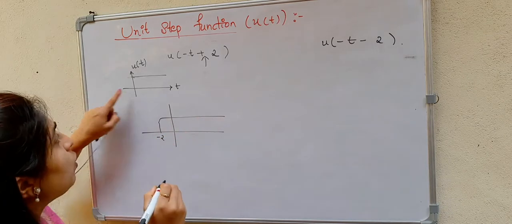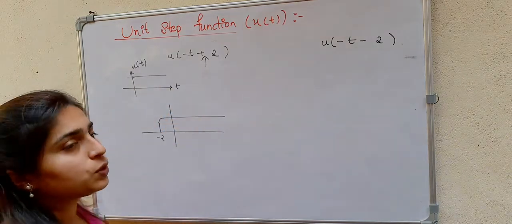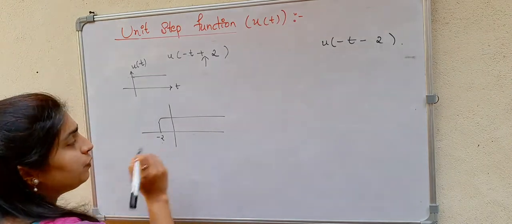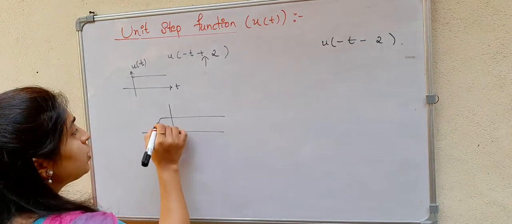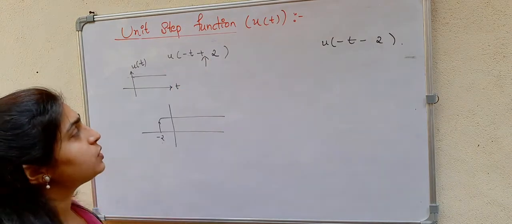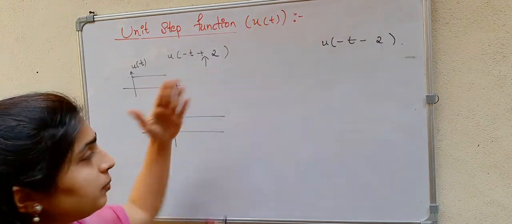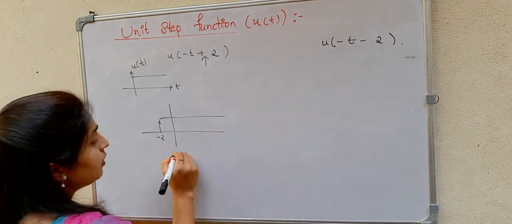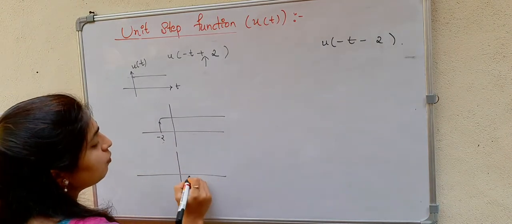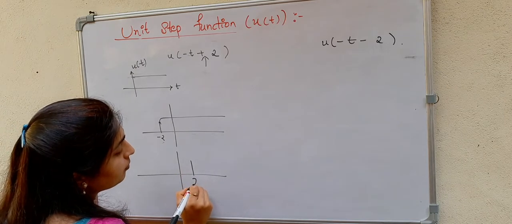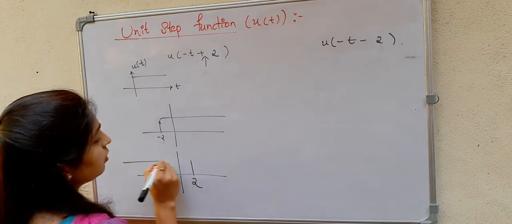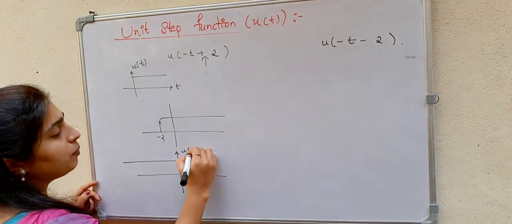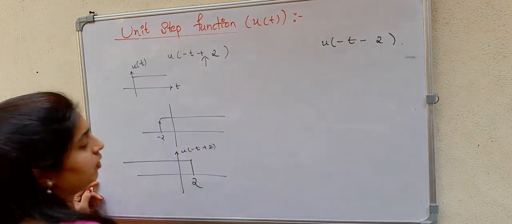That means 0 minus 2. t plus 2 is equal to 0, t is equal to minus 2. So it will start from minus 2. So this is your u of t plus 2. Now I have to do the reversal part, right? So instead of minus 2, it will come to 2. This is your u of minus t plus 2.